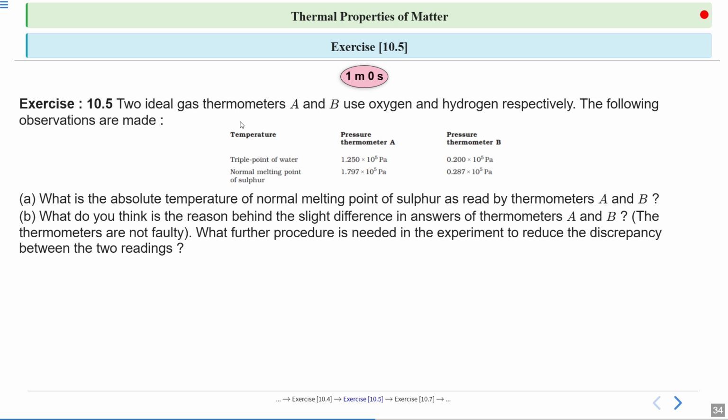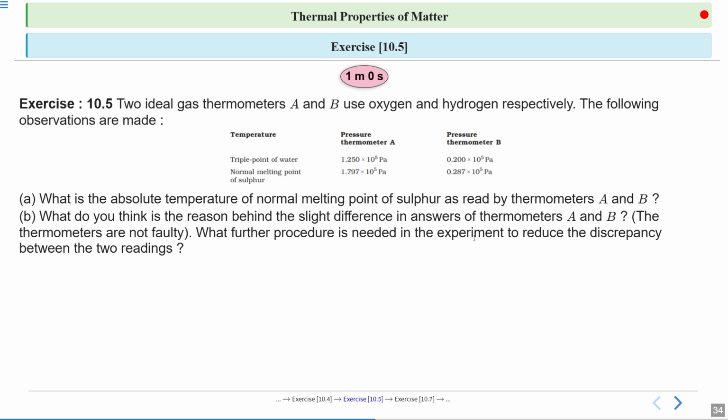Two ideal gas thermometers A and B use oxygen and hydrogen respectively. The observations are made: temperature, pressure in thermometer A, and pressure in thermometer B. So these are the observations. Question A is, what is the absolute temperature of the normal melting point of sulfur as read by thermometers A and B?